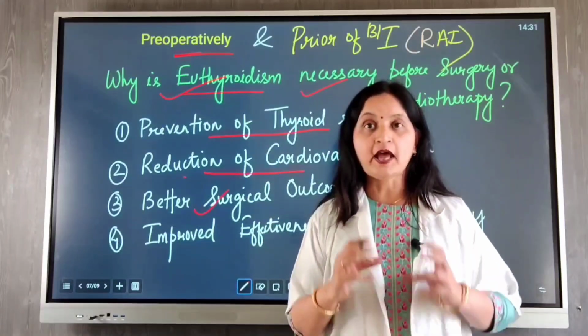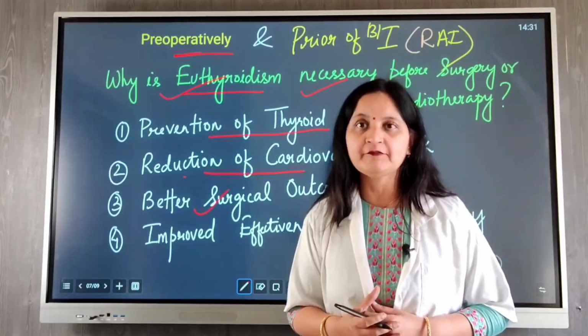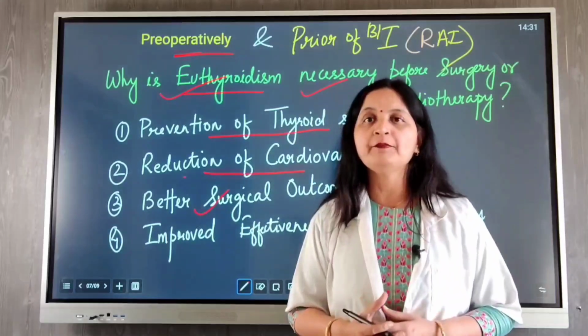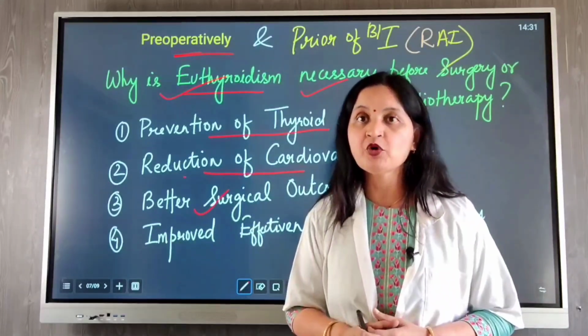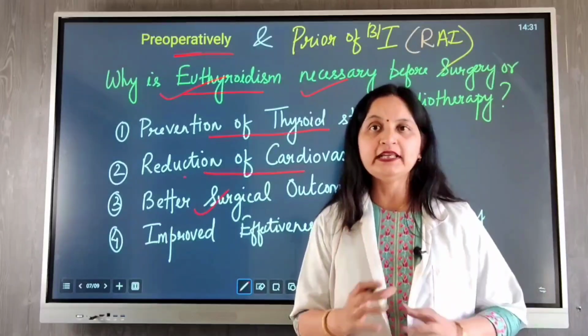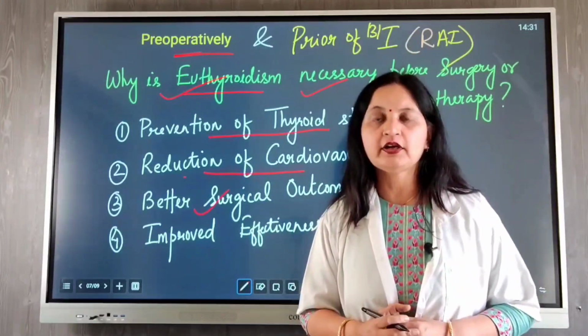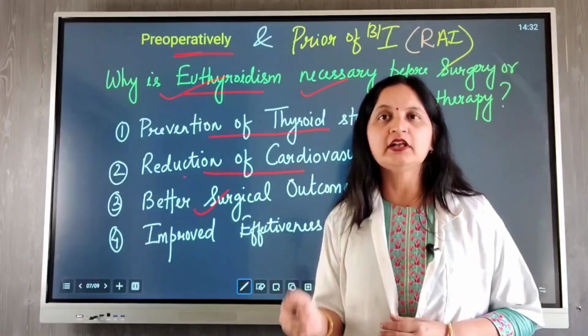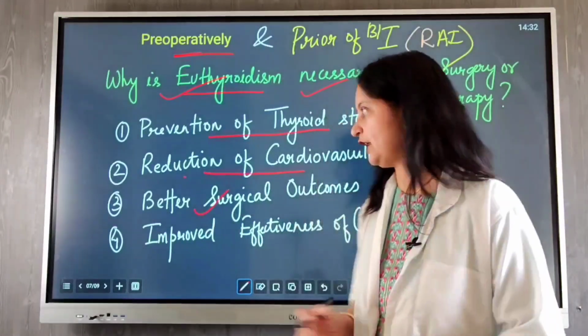This is because a highly vascularized thyroid gland increases the risk of intraoperative bleeding, and of complications such as neck hematoma formation and difficulty in hemostasis. A small and less vascular thyroid gland improves the surgical outcomes, and therefore euthyroidism is necessary before surgery.